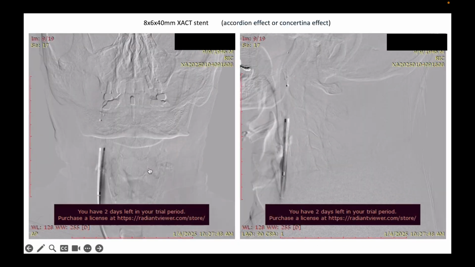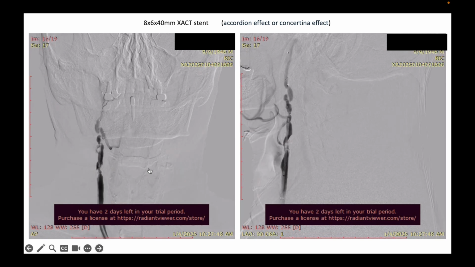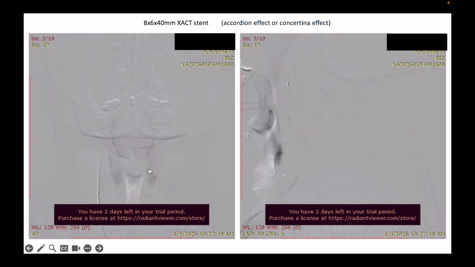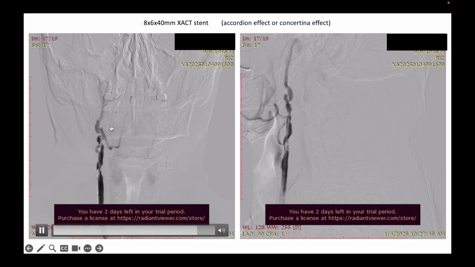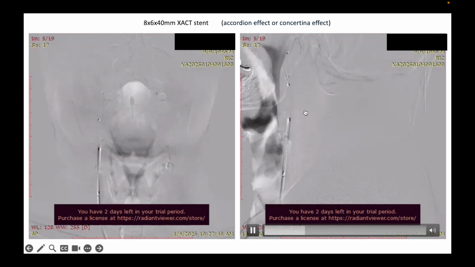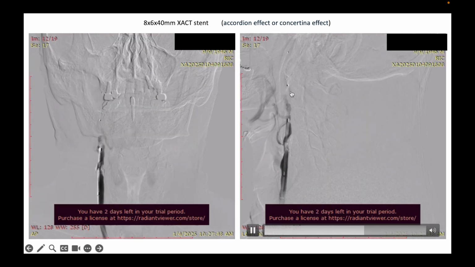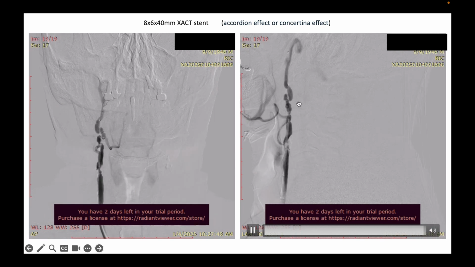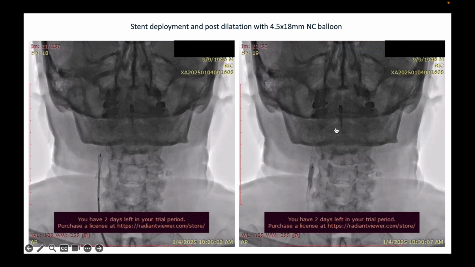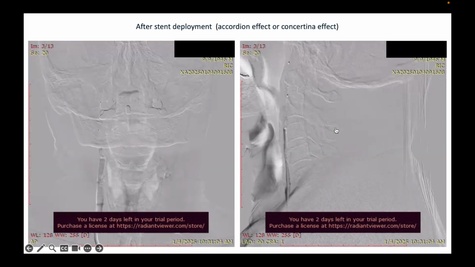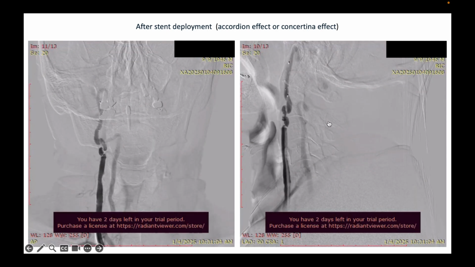Decided to go ahead with an 8 by 6 into 40 millimeter Xact stent, and you can see some effect over here, right here. What's happening here? Is there a dissection? But we thought that nothing aggressive had been done, and this has got to be accordion effect. So we went on to deploy the stent, and then post-dilated the stent with a 4.5 by 18, the same pre-dilatation balloon we used for post-dilatation. After stent deployment, this is the result.